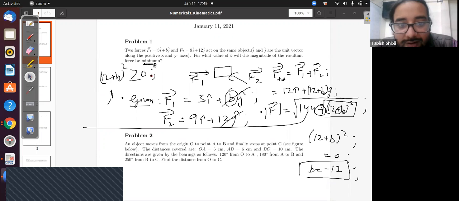Automatically we'll get under root 144, which would be equal to 12. That's the minimum magnitude, right? And if we put b as 0, that would be 12 squared, so that would be under root 288, which is greater than 12. And we need to calculate the minimum.